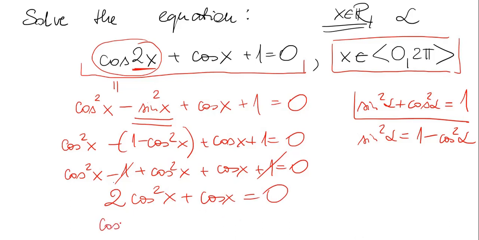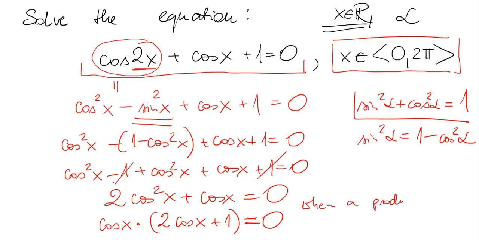We can take one cosine and put it before the brackets, and then what we have left in the brackets is 2 cosine x plus 1, which is really good because we have a multiplication, and a multiplication which equals 0 is always very good for us because we can then split it into two equations. It's very simple if you just ask yourself a question: when is a product 0? Only if one of the numbers is 0, right?